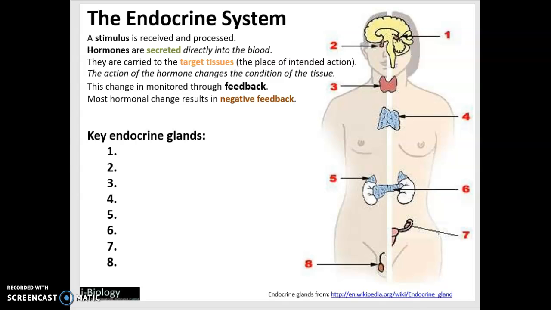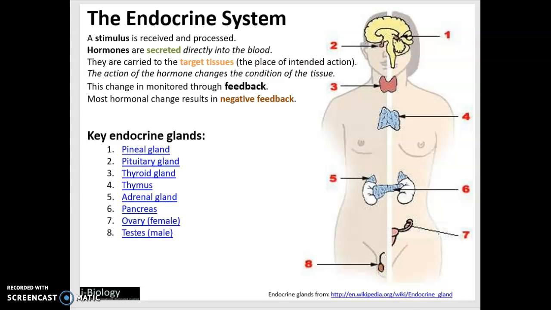All of these secrete hormones, and they are secreted directly into the blood, and they are carried to target tissues where they'll bind. Remember, the target cells will have protein receptors, and then the change is monitored through feedback. Most hormonal changes result in negative feedback, which means that it shuts off the hormones. The hormone will be produced and it will shut itself off by having an intended action.